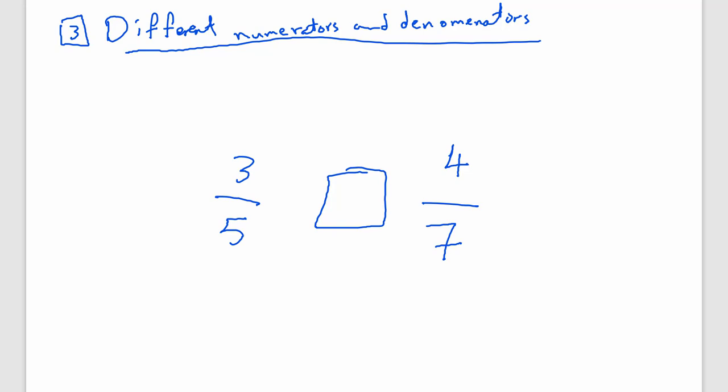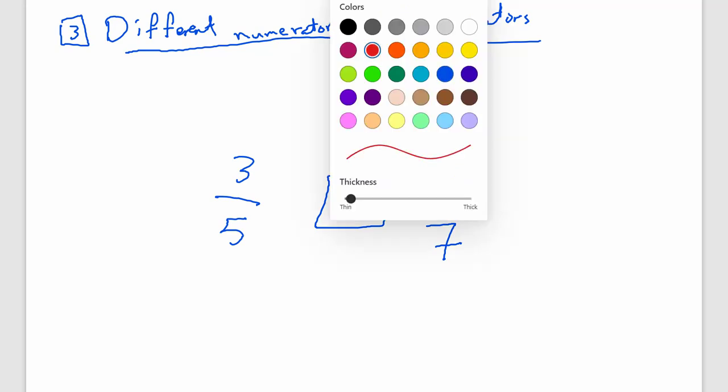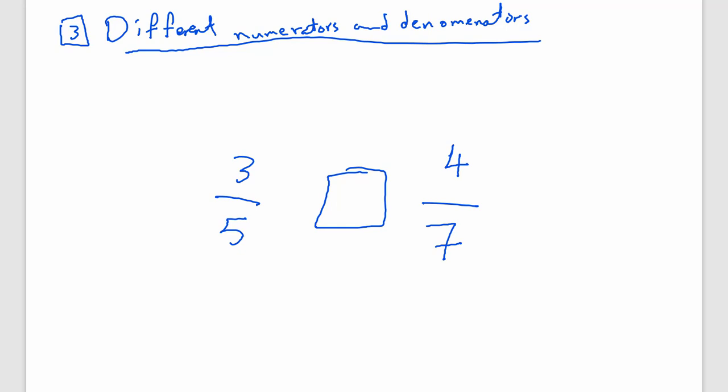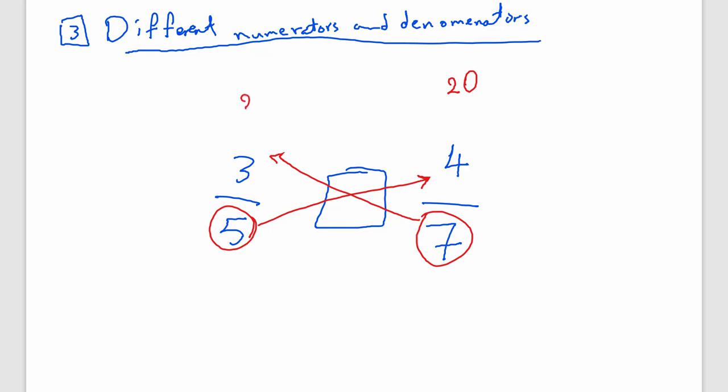In this case, my heroes, I will use a method I call scissors. I will multiply each denominator by the other numerator. So I multiply the 5 by the 4. It gives 20. And multiply the 7 by the 3. It gives 21. So I see that 21 is more than 20, and the answer is 3/5 is bigger than 4/7.